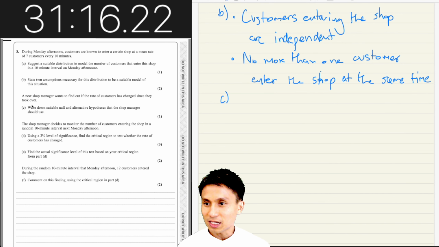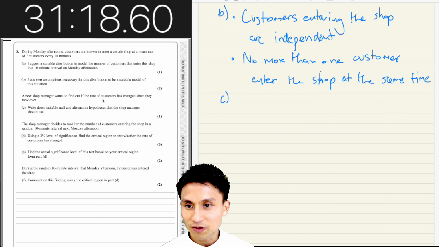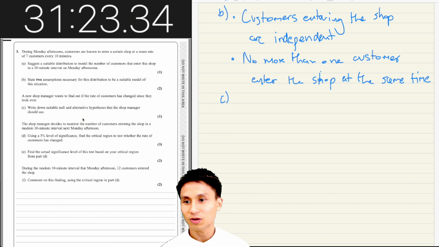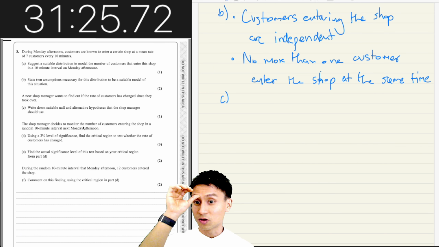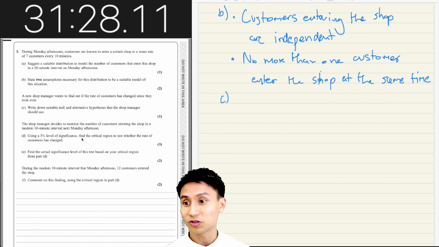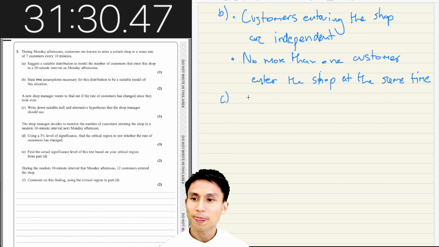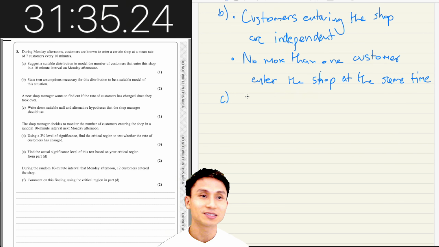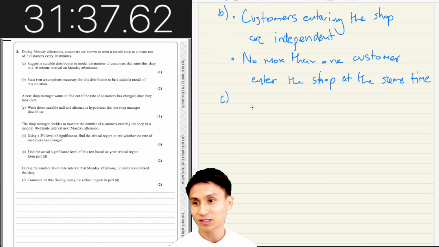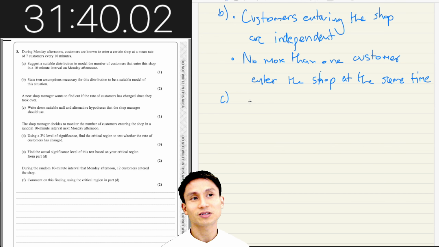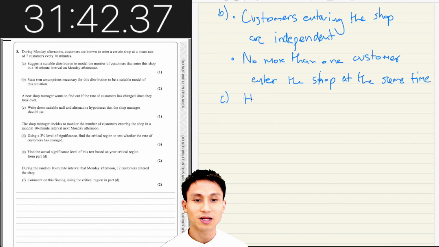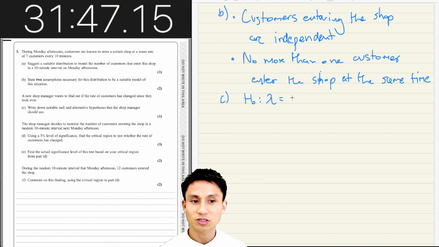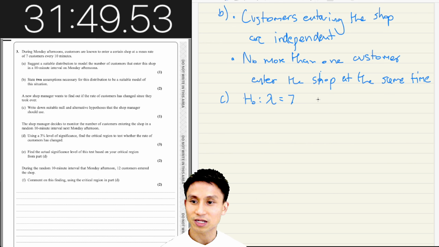Okay, now next, C: a new shop manager wants to find out if the rate of customers has changed since they took over. Write down the suitable null and alternative hypotheses that the shop manager should use. If we want to find if the rate has changed, this is not increase nor decrease, so that should be just not equal. That means the null hypothesis would be just lambda, because this is Poisson, equal to 7, because 7 every 10 minutes.